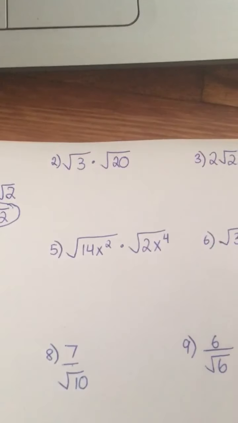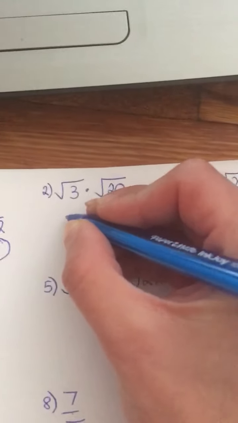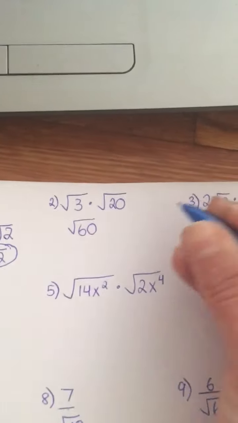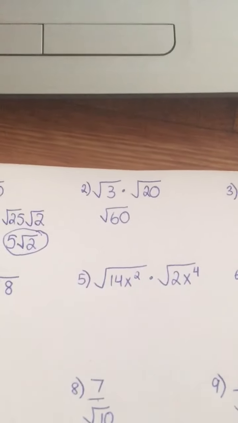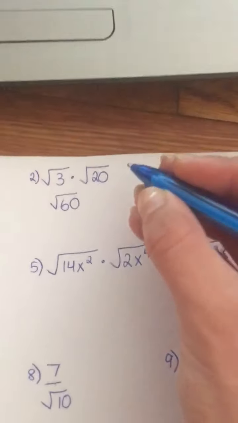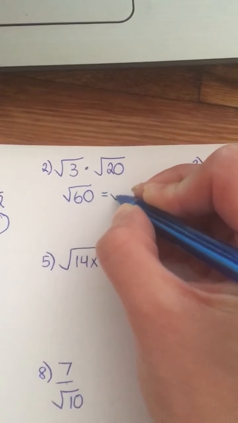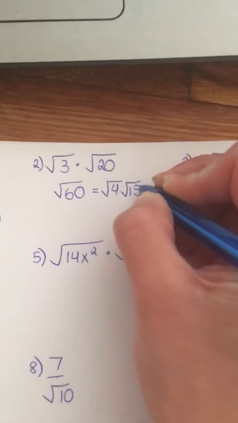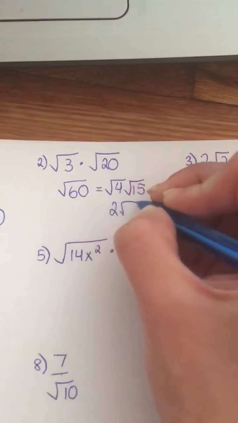We have radical 3 times radical 20. So again, make it one radical, and that would be 60. 3 times 20 is 60. And I'm pretty sure the highest perfect square that fits into that is 4. So let's rewrite this as radical 4, and it's 4 times 15. That gives you 60. So your answer would be 2 radical 15.